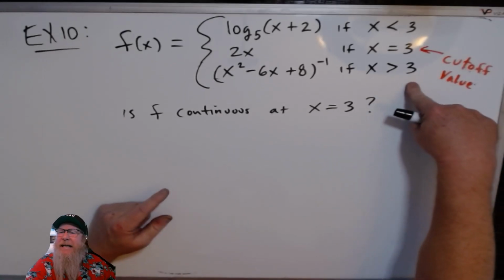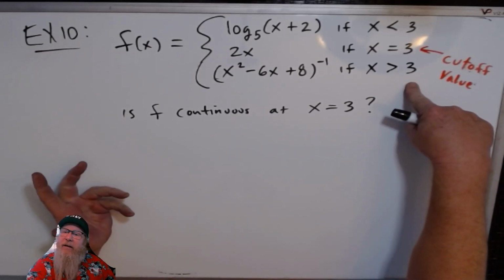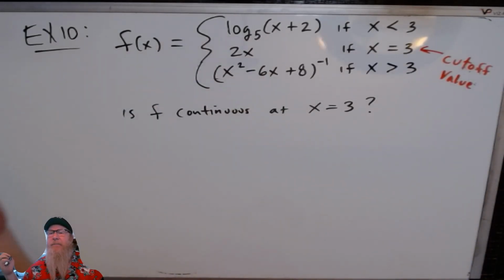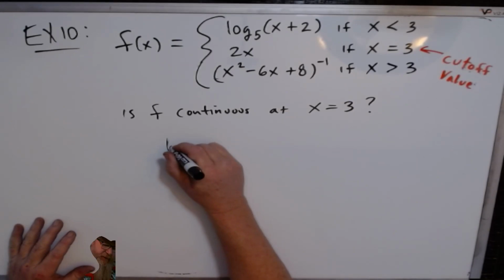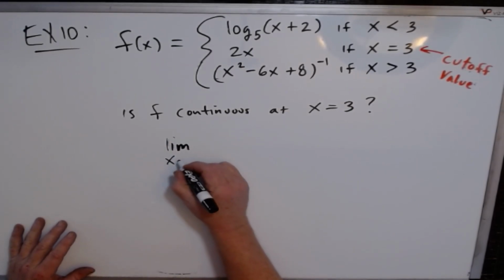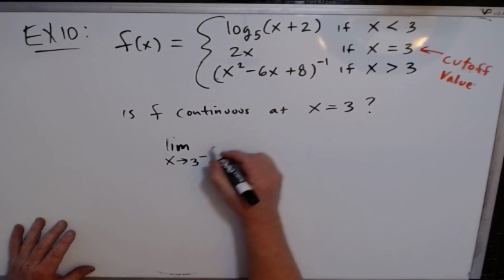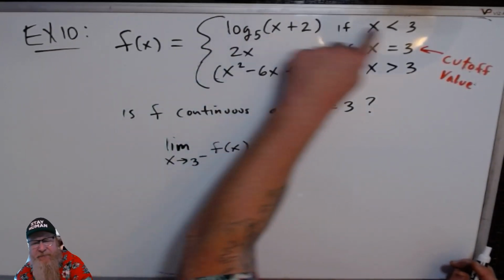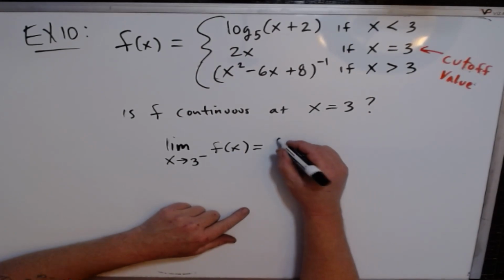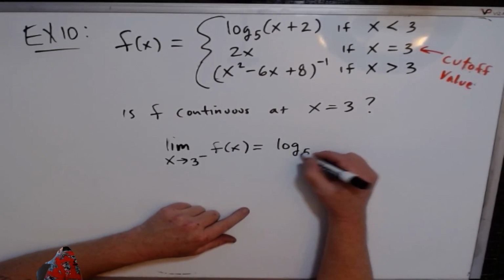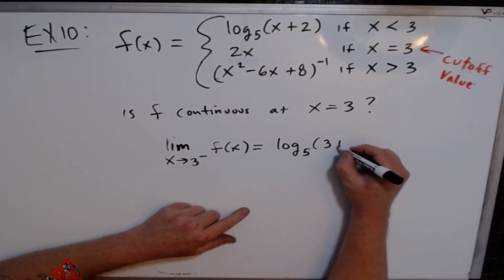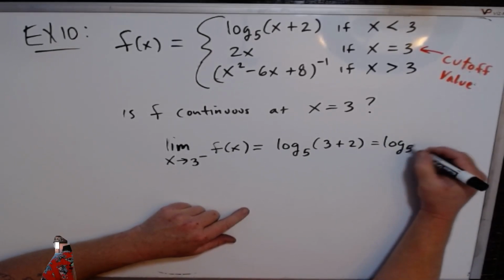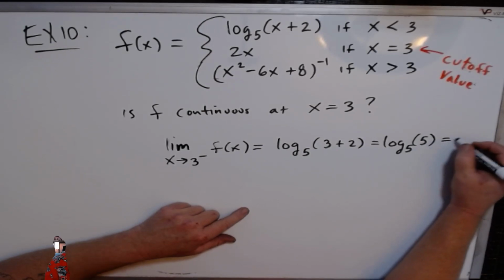Critical values are pretty easy to see when they're a cutoff value. It's pretty obvious, 3. I'm listing it out right here. So let's say the limit as x approaches 3 from the left. That left is the top piece. So that's going to be log base 5 of 3 plus 2, which is log base 5 of 5, which is 1.